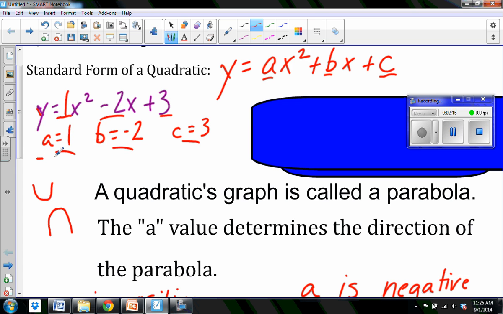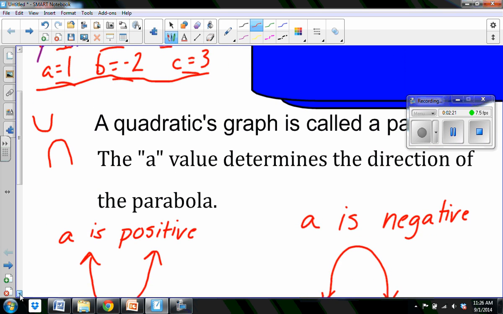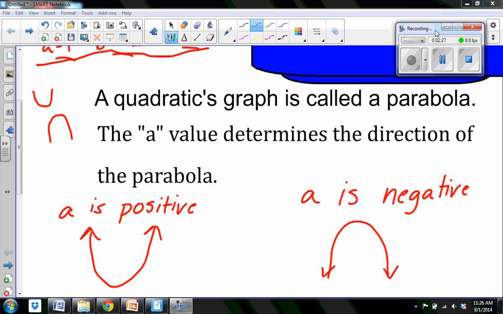So for example, in the example that we did first, a was a positive 1. So if a is positive, your graph is going to be a happy face or a U shape. If a is negative, that's going to cause the graph to be an upside down U or a frowny face.